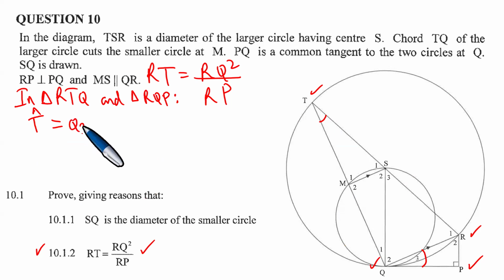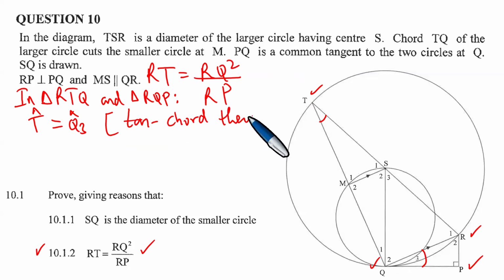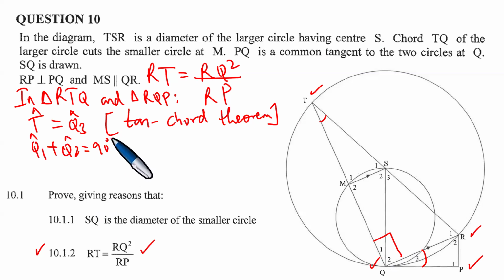Why? The angle T equals the angle Q3 because we know that PQ itself is a common tangent, and therefore this is the Tan-Chord Theorem. So that then Q1 plus Q2, angle Q1 plus the angle Q2 equals 90 degrees. Why is this the case? Q1 plus Q2 is 90 degrees because we have an angle in a semicircle.